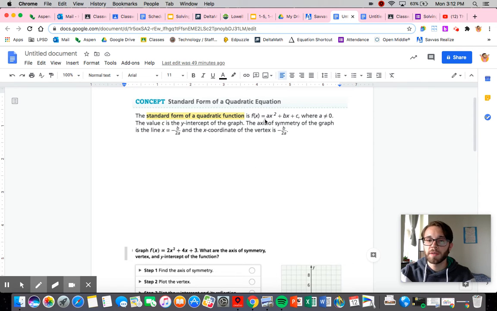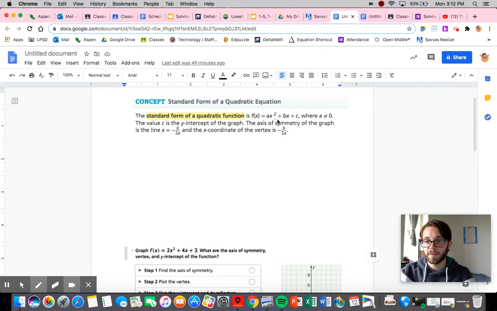So let's first make sure that we are clear. The standard form of a quadratic function is f of x is equal to ax squared plus bx plus c. We are saying that a is not equal to 0, and the reason behind that, as always, is just that if a was 0, we would have a line, right? Because this would be bx plus c, which would just be the same as mx plus b, right?